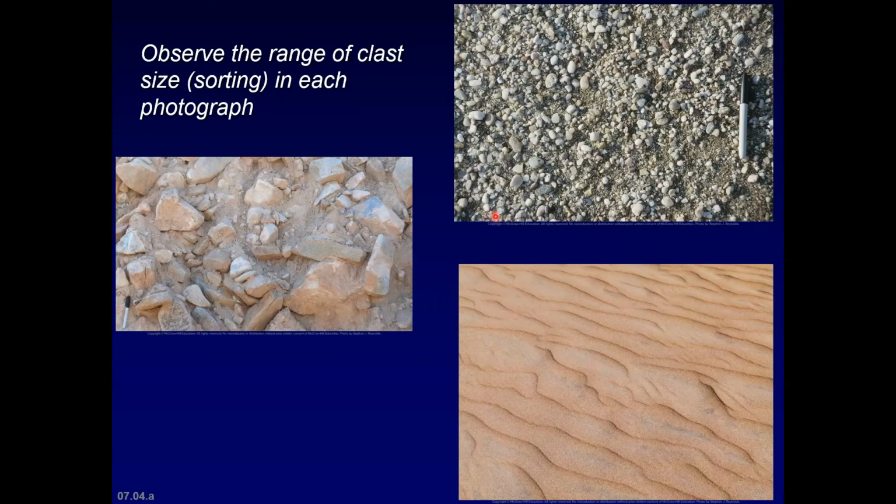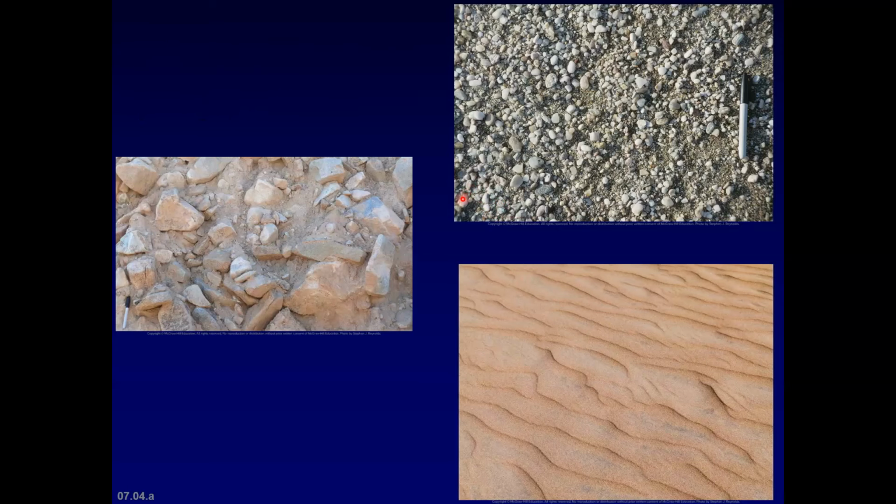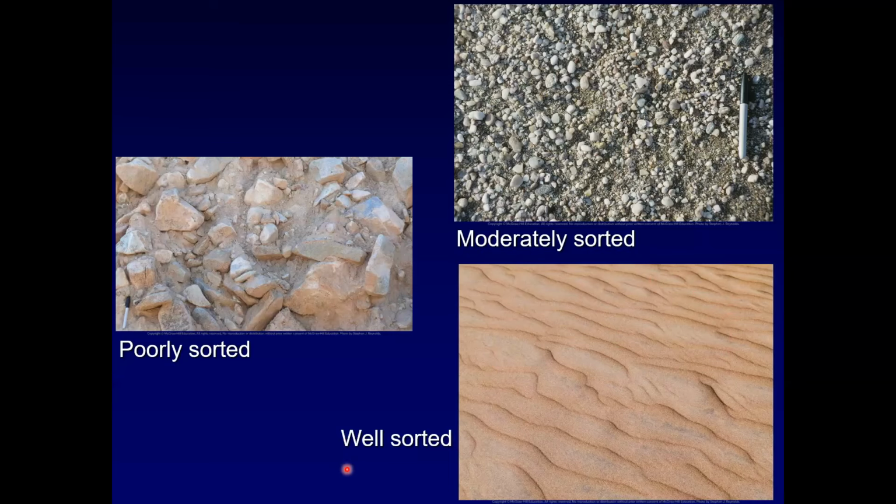If there's a huge range in size, we say that something is poorly sorted. The sediment is poorly sorted because we have large sizes and we have small sizes and we have in-between sizes of sediment. So it's poorly sorted. They're not all the same. If the sizes are a little closer to one another, we'll say it's moderately sorted. And if they're all the same size, we're going to say that's well sorted. They're all of the same kind. And that's one way to describe what we see.